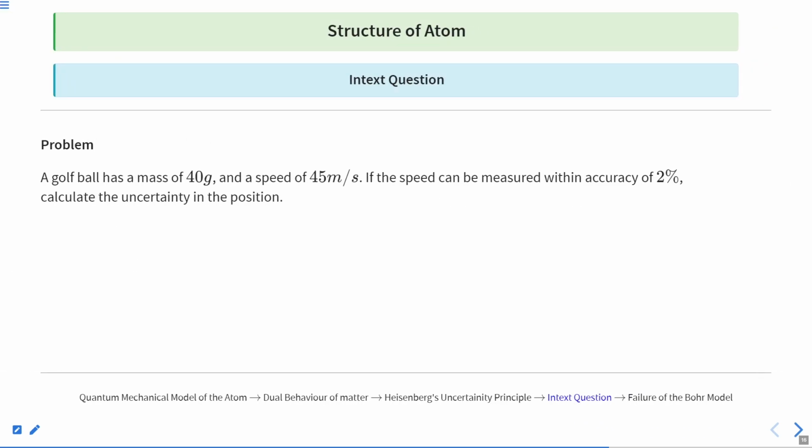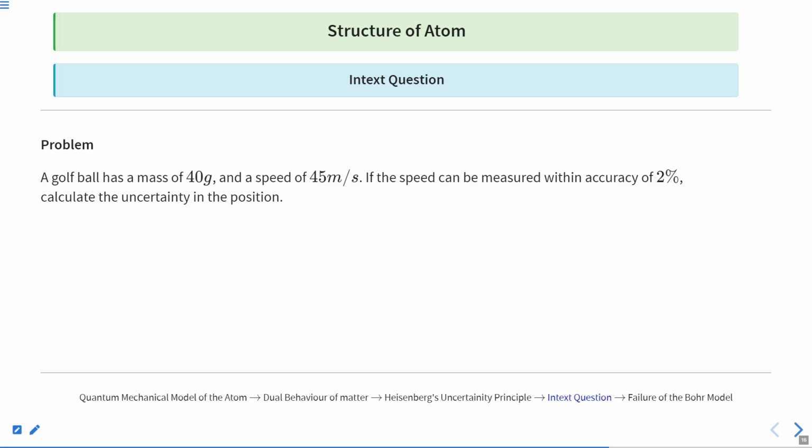Next is a golf ball has a mass of 50 grams and a speed of 45 meter per second. If the speed can be measured with an accuracy of 2%, calculate the uncertainty in position. So delta x we have to calculate, and delta p is not given, and m we know. So first we take m. So it has a mass of 50 gram and it has a speed of 45 meter per second.